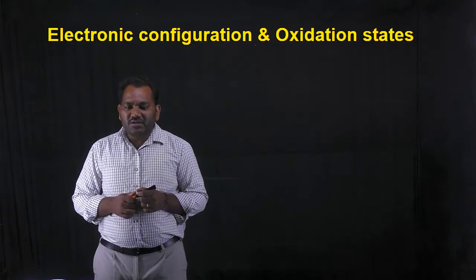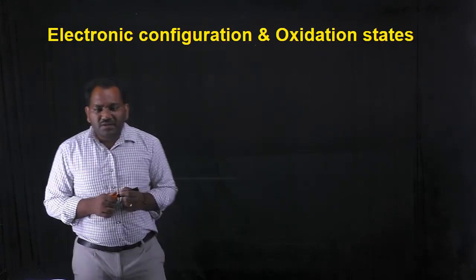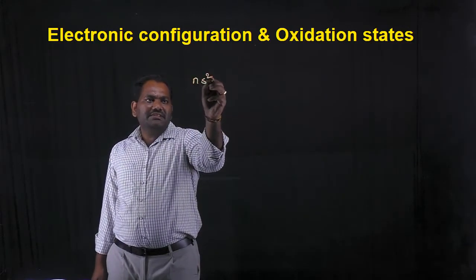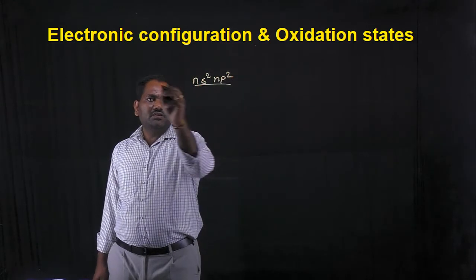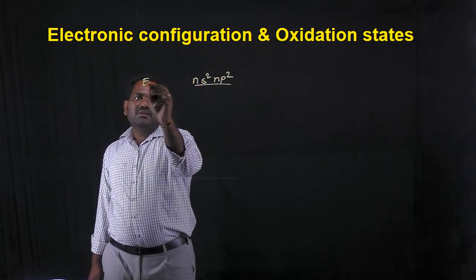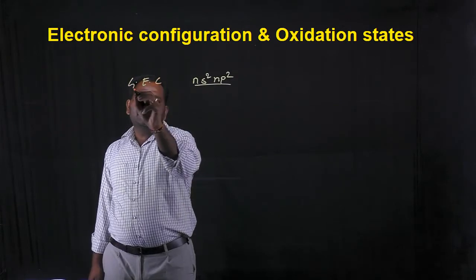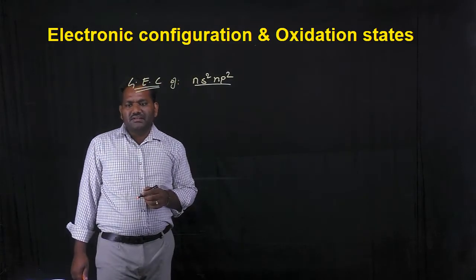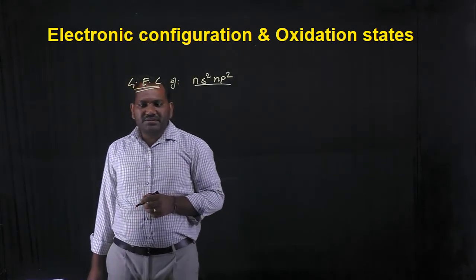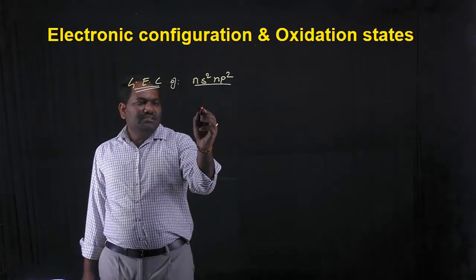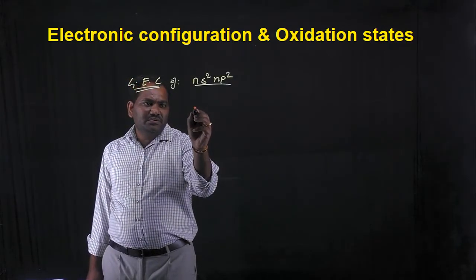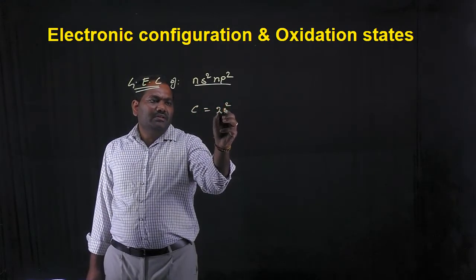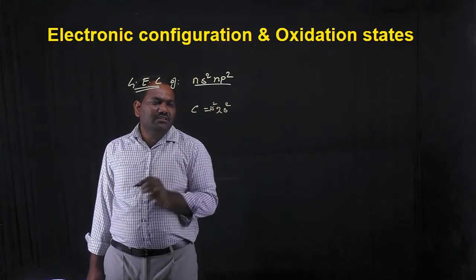Now discussing the electronic configuration and oxidation states. The general electronic configuration of group 14 elements is ns2 np2. So the carbon electronic configuration: instead of 1s2, we take helium.